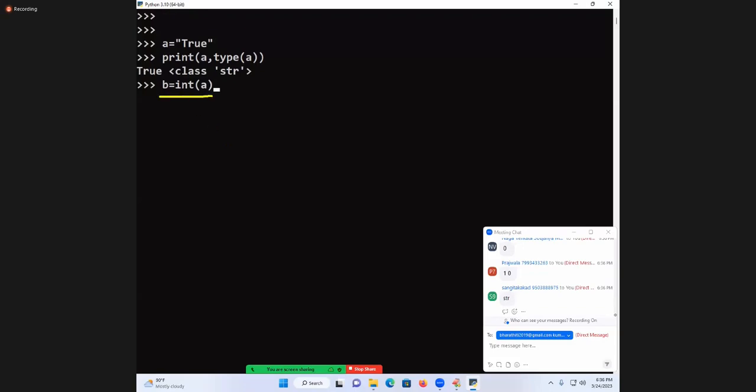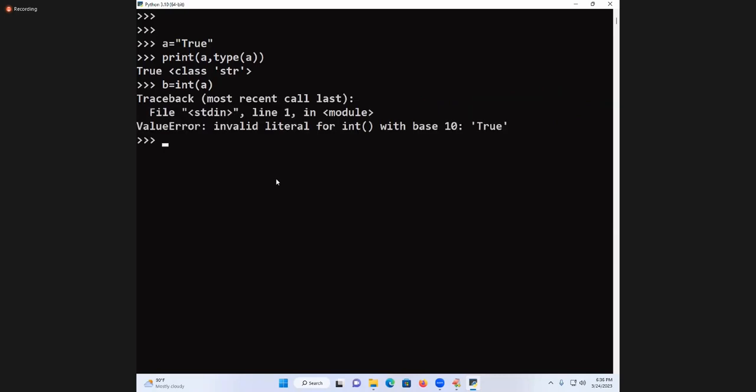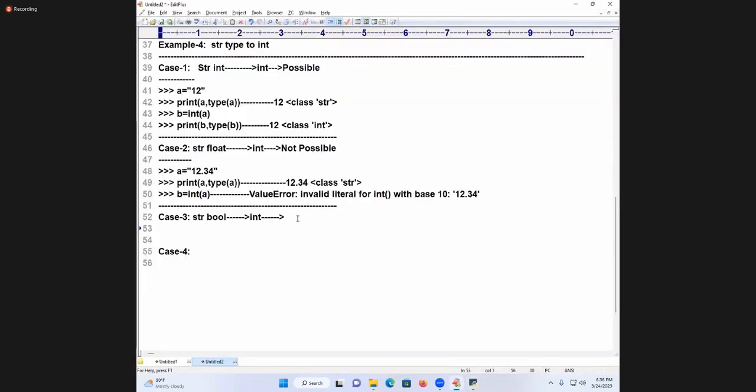Possible or not possible? It is not possible because anything written within the double quotes, only alphabets, is treated as a pure string. Without double quotes, we have already converted, right? So pure str is also going to give you which error? Value error. Did you understand? So coming to the point, not possible. Remember all the reasons, guys.